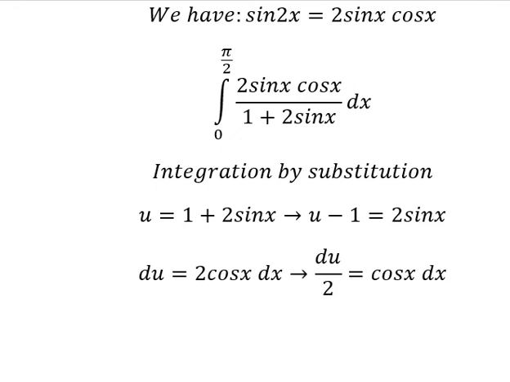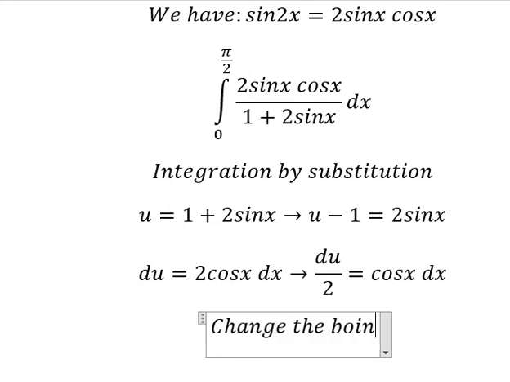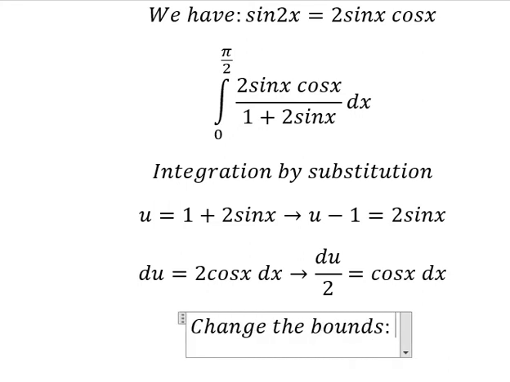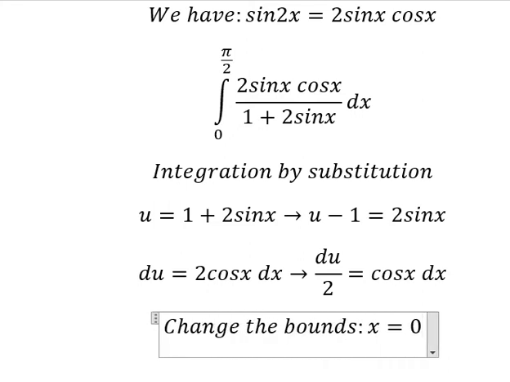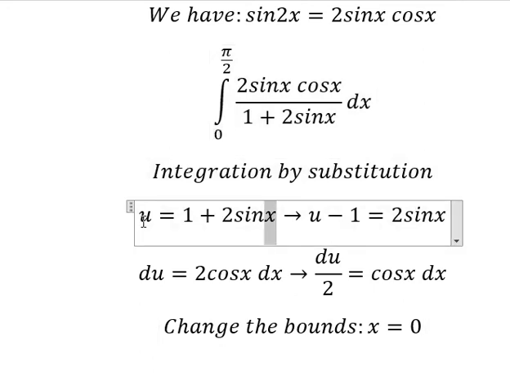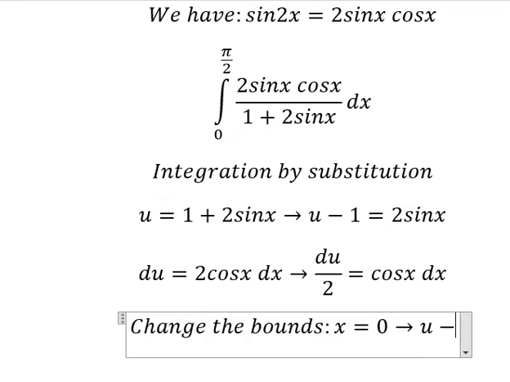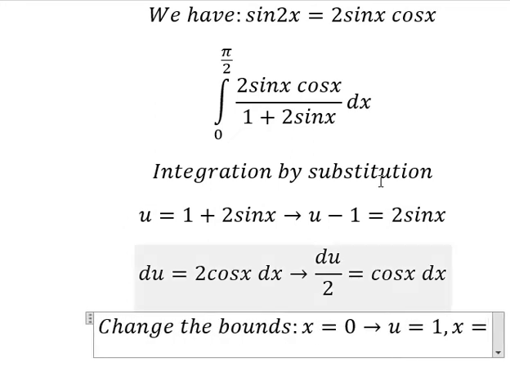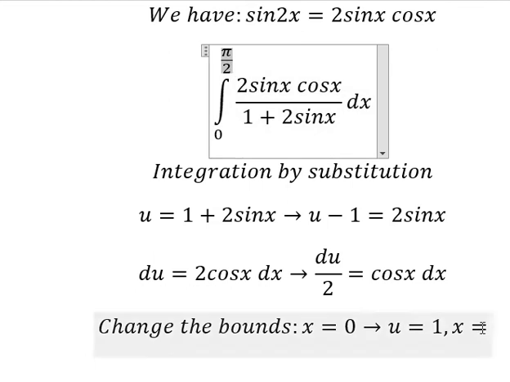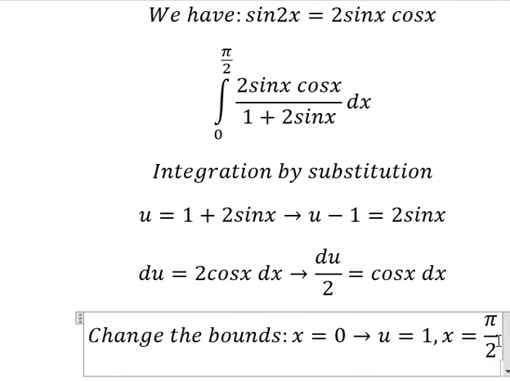Next, we need to change the bounds. When x equals number 0, I will put number 0 in here, and we can find the value of u. So u equals number 1. When x equals pi over 2, I will put pi over 2 in here, and u equals number 3.